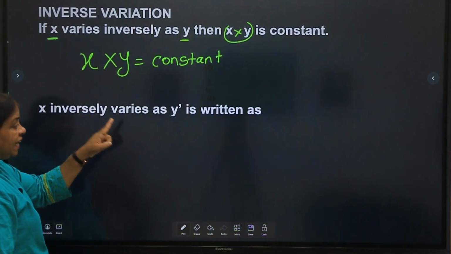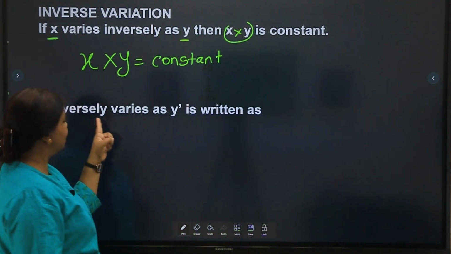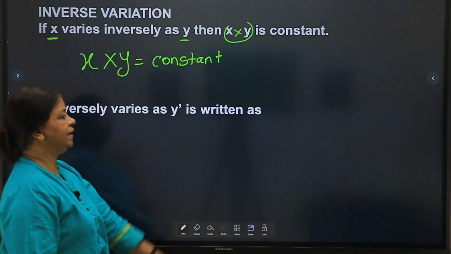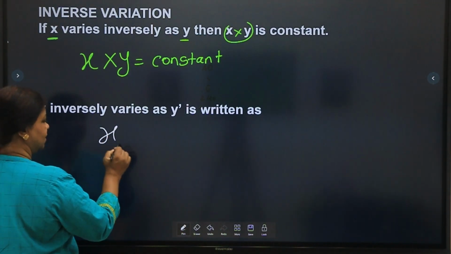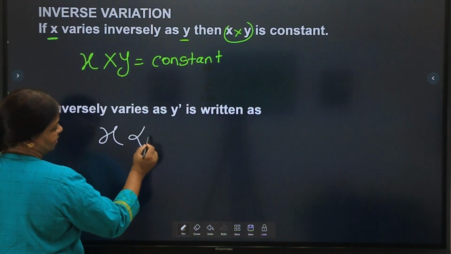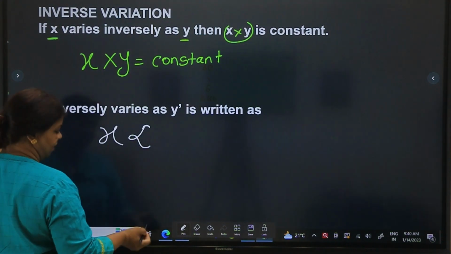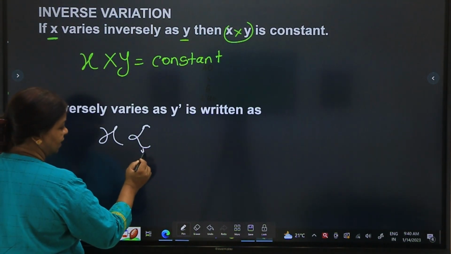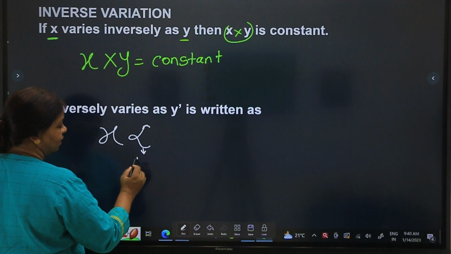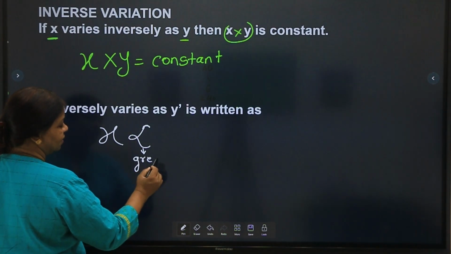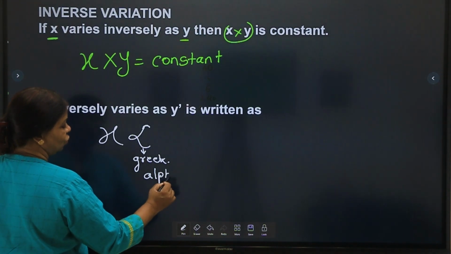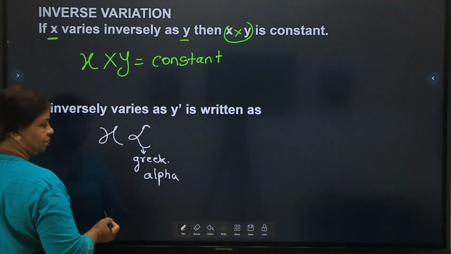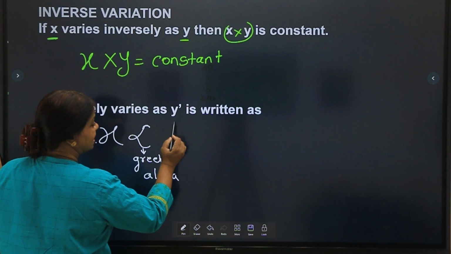So x inversely varies as y. How to write it? x varies. In the previous video I explained what this sign means. This is a Greek letter, again I repeat, the Greek letter alpha, used as the proportional sign. x varies inversely as y.